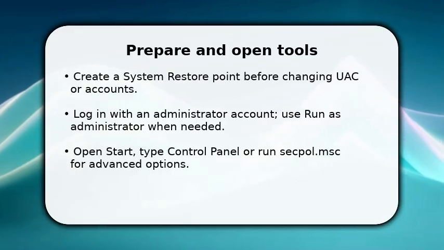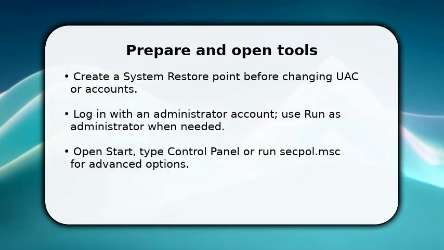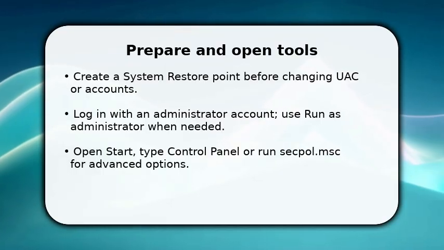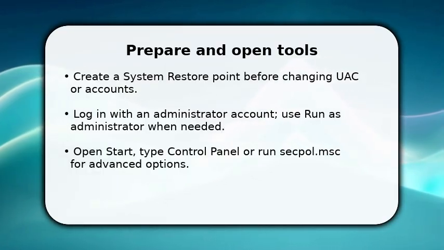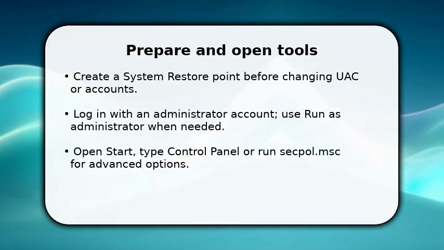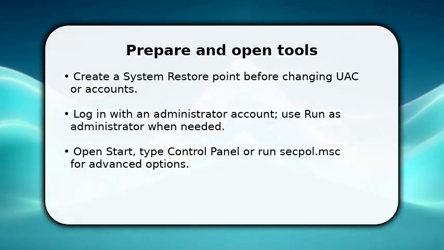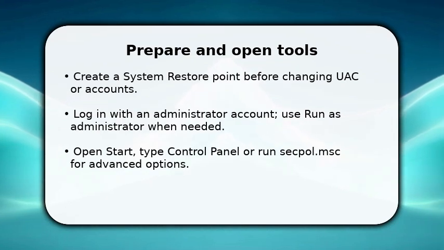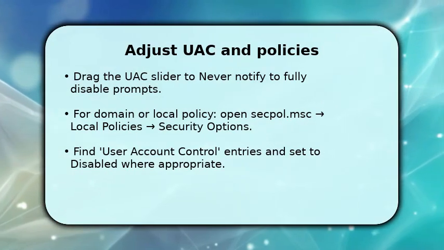Now open the Control Panel, choose User Accounts, and click Change User Account Control Settings to begin. This gets you into the exact panel where Windows prompts and permission behavior are configured, which is safer than random registry edits. You will now change the UAC level and, if necessary, local policy entries.